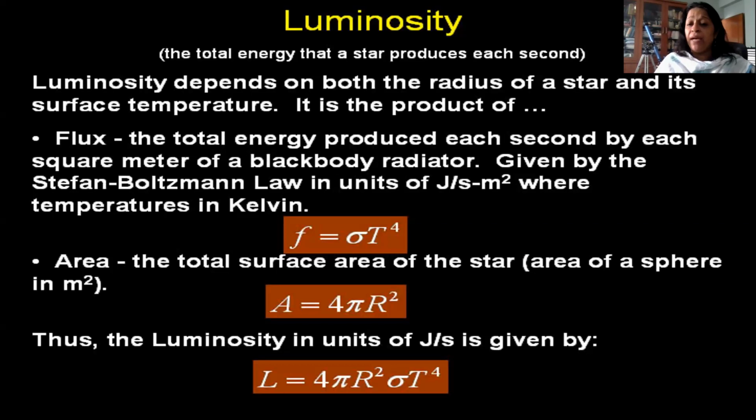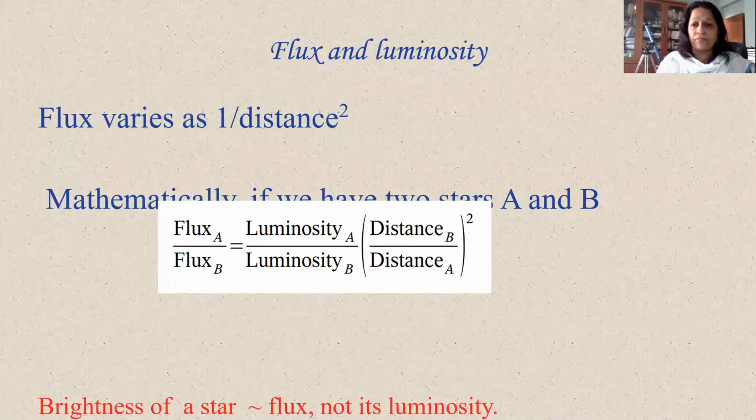So we need to keep in mind that our common assumption, that if you have a very bright star, it means the star is big or it's very hot, is not true. You see in this luminosity formula, you have R as well as T coming in, and therefore both of them contribute to the luminosity of a given star.